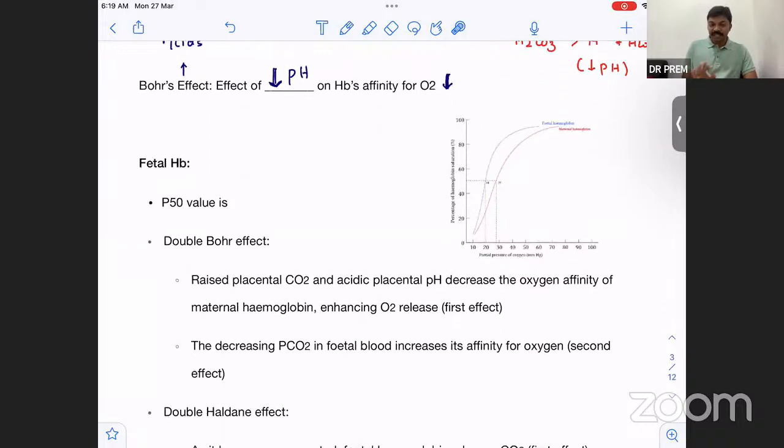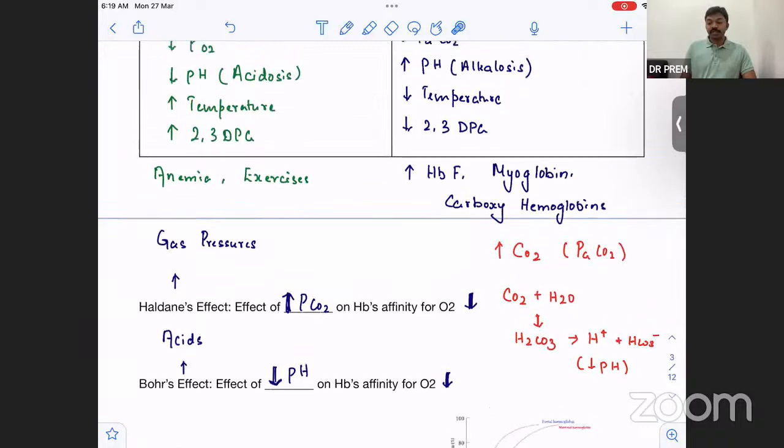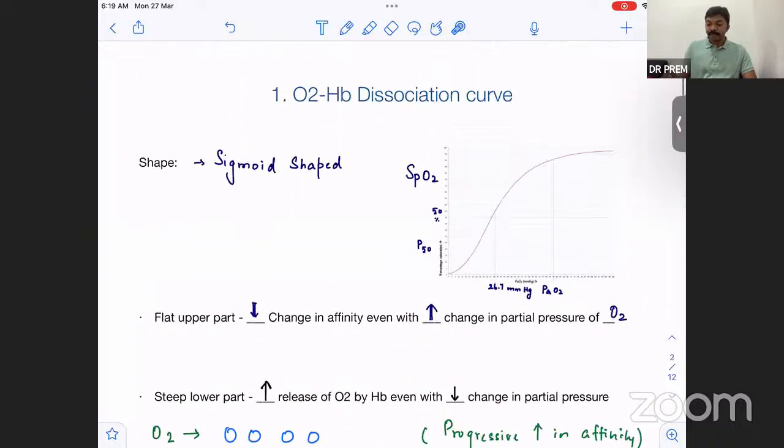Now, the question exactly asked in November INI-CET, one of the tough questions: a curve was given, and from that curve, there was another curve that looks completely shifted to the left side, like this. And the options given were: is it fetal hemoglobin, is it myoglobin, is it carboxyhemoglobin, or normal hemoglobin? That was the question, guys.